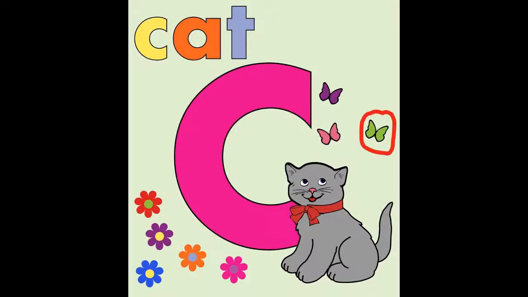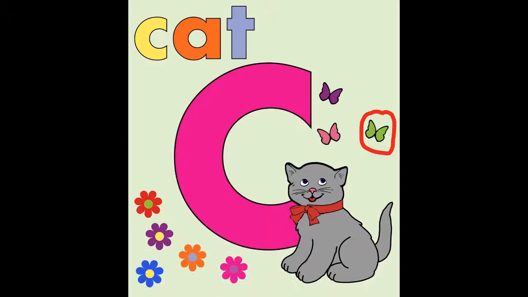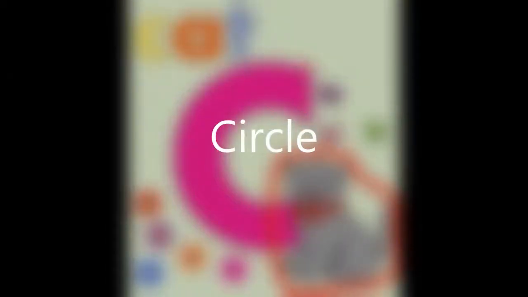For example, what can you see? Wait for a response. If a response is not forthcoming, you can then model the sentence that you would like your student to use. I can see a butterfly. And that's a way in which you could get into this particular lesson.